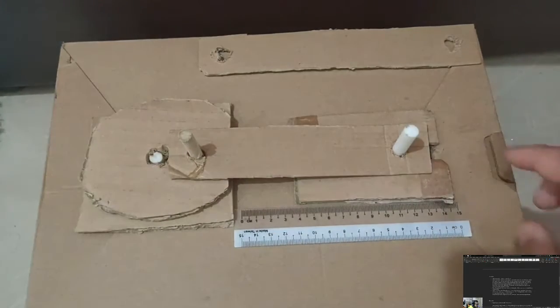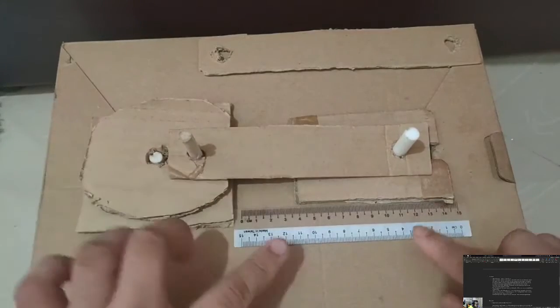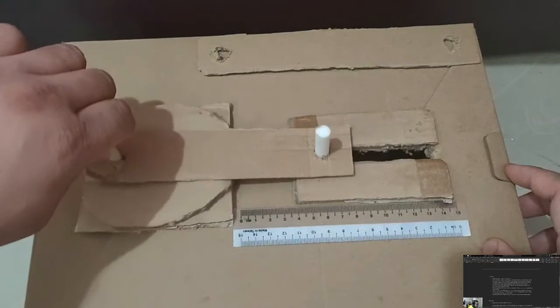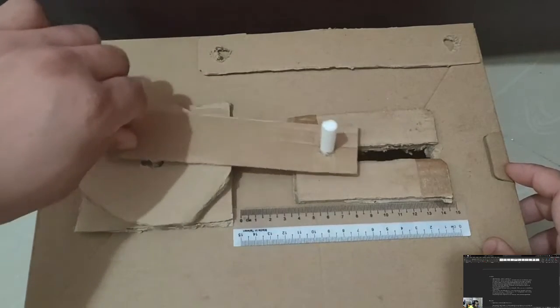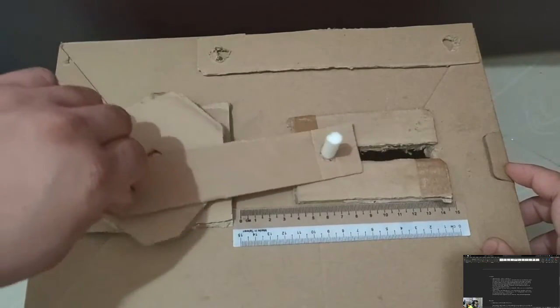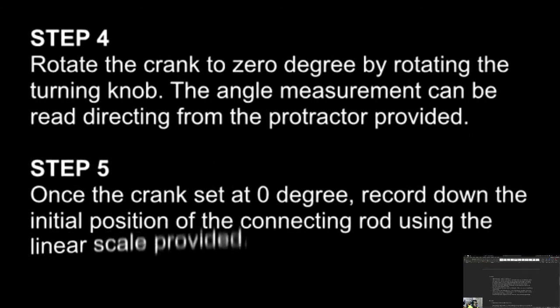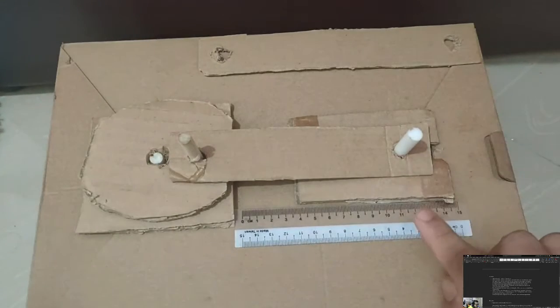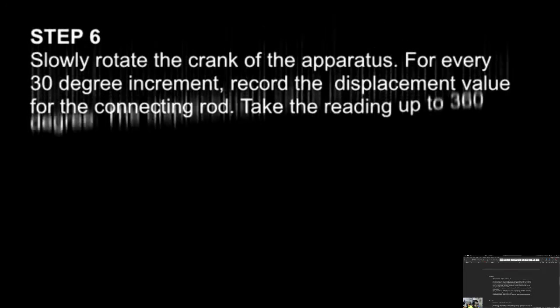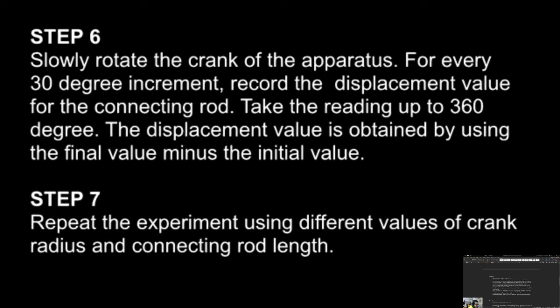Rotate the crank to 0 degree by rotating the turning knob. The angle measurement can be read directly from the protractor provided. Once the crank is set to 0 degree, record down the initial position of the connecting rod using the linear scale provided. Slowly rotate the crank of the apparatus for every 30 degree increment. Record the displacement value for the connecting rod. Take the reading up to 360 degree.